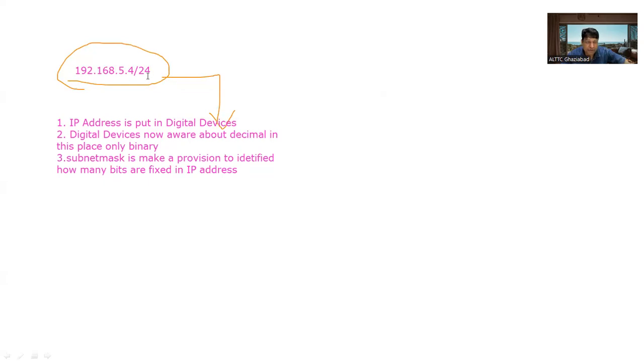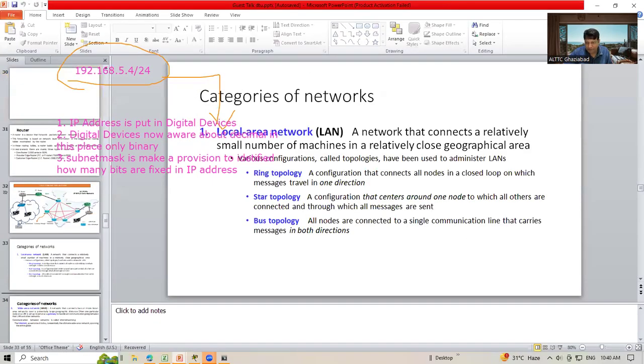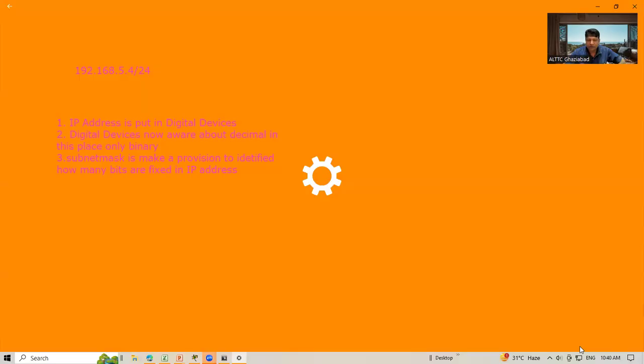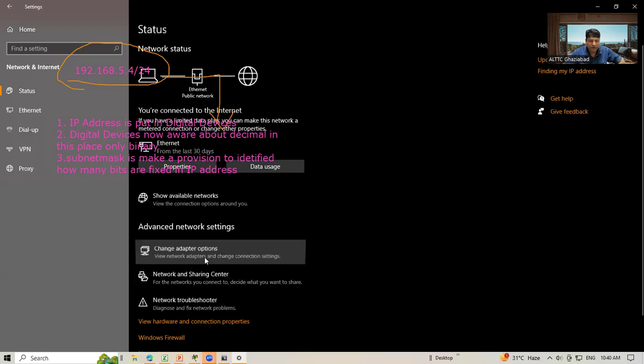Here there is no issue because you are human and can easily check the forward slash and say how many bits are fixed: 24 bits. If I ask how many customer bits, 32 minus 24, that is 8 bits. But in binary it is not easy, because our devices do not know how many bits are fixed, so we make a mechanism, the subnet mask. So I go to my real computer, just click here, go to Network Center and go to Change adapter.